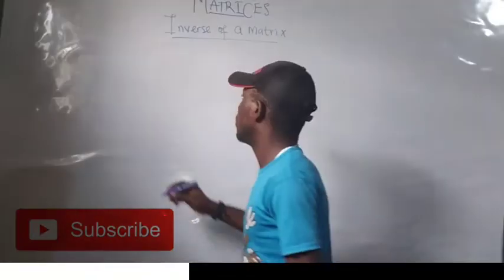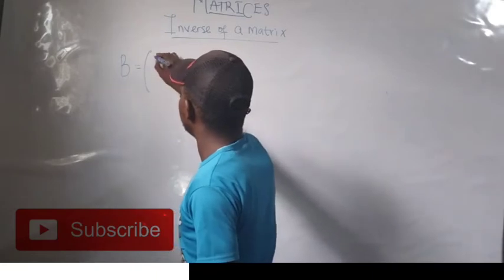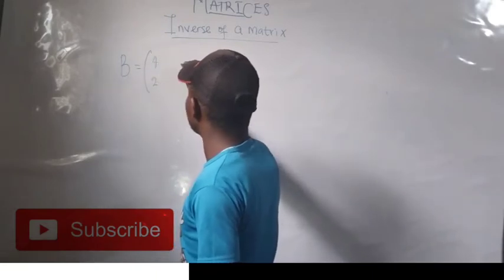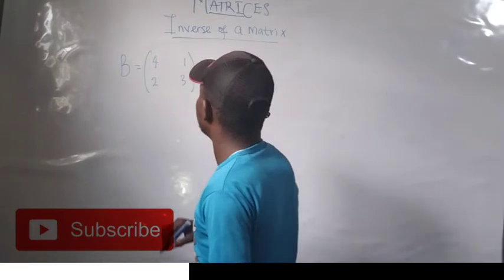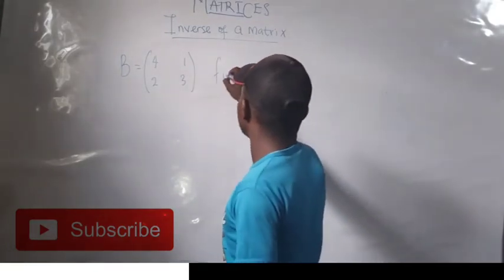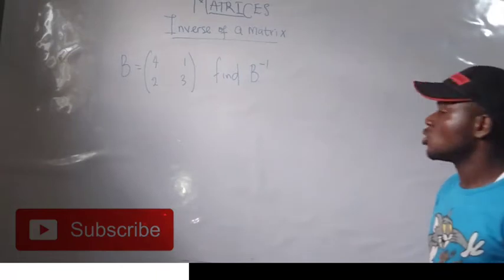Welcome back to class once again. Now our job is easy. We are given, say, a matrix B to be 4, 2, 1, and let's say 3. And I am asked to find what? I'm actually asked to find my B inverse. What do I do? So easy.